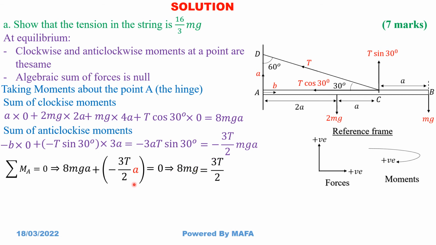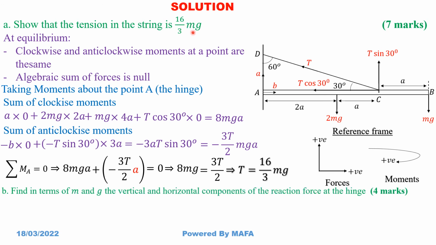This therefore means that 8mg is equal to 3T on 2, because the A's are going to cancel, because A is different from 0, it is a length, and the length cannot be 0. Okay, so from there, we can conclude that our T, which is the tension, is equal to 16 on 3 mg, which is what we're required to prove.